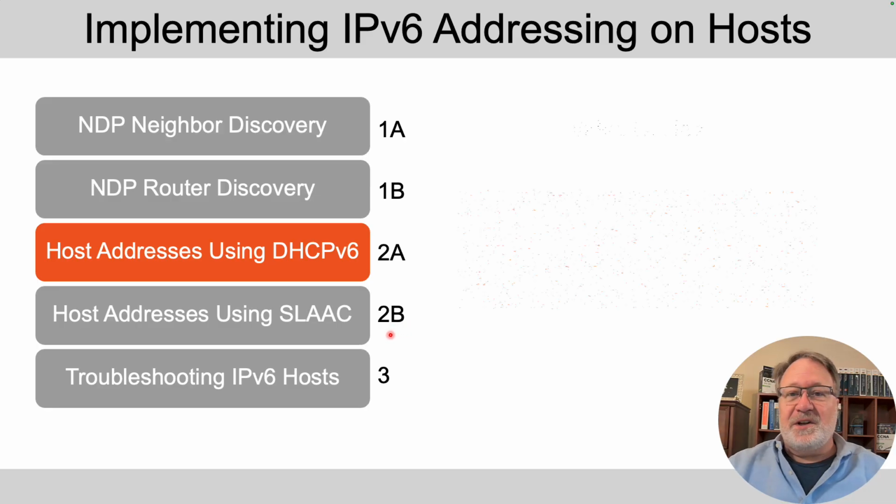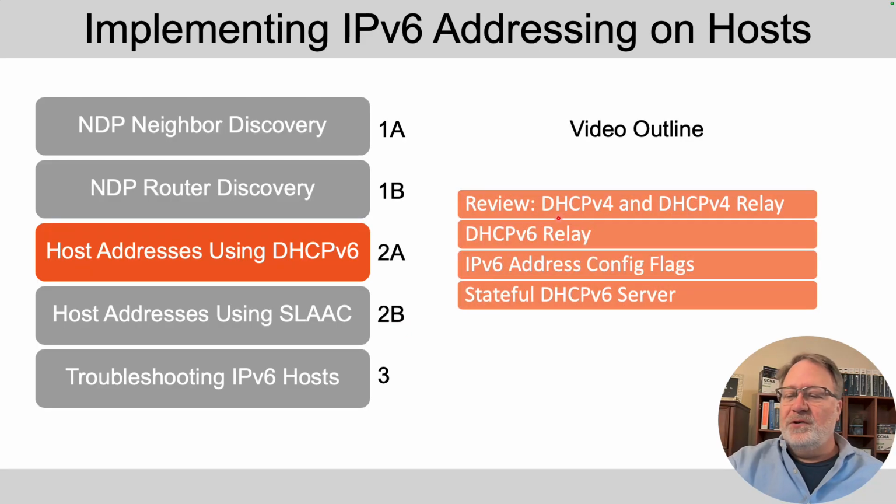All right, so for this video, here's where we're headed. We'll review DHCPv4 so we can compare it to DHCPv6 in the next bit of this video. Then we'll talk about how routers direct clients as to what they should do, in this case using stateful DHCPv6, with this idea of address config flags. Then I'll close it out with a brief topic that technically isn't within the scope of CCNA, but it's useful in lab. That is how to configure in IOS a stateful DHCP server.